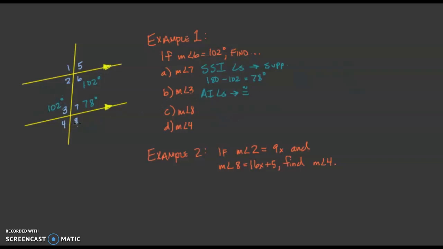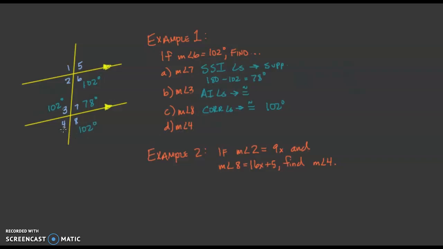If I move to angle 8, I might notice that angles 8 and 3 are vertical angles, so they would have to be congruent. Or perhaps I notice that angles 7 and 8 are a linear pair, so they have to be supplementary. Or maybe I notice that angle 6 and angle 8 are corresponding angles. They're both in the lower right-hand position among their grouping of 4. Lower right-hand spot, lower right-hand spot. And so the fact that they're corresponding angles tells me they have to be congruent. So if angle 6 is 102, then angle 8 has to be 102 degrees as well.